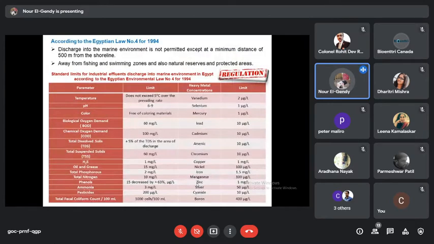With stringent regulations all over the world, every country now has its own regulatory law for the safe discharge of effluents into marine water or open stream water. In Egypt, we have our own law, which is called Egyptian Law Number 4 of 1994. Discharge into the marine environment is not permitted except at a minimum distance of 500 meters from the shoreline, away from fishing and swimming zones, and also natural reserves and protected areas. This table shows you the standard limits of the industrial effluent discharge in marine environments in Egypt.